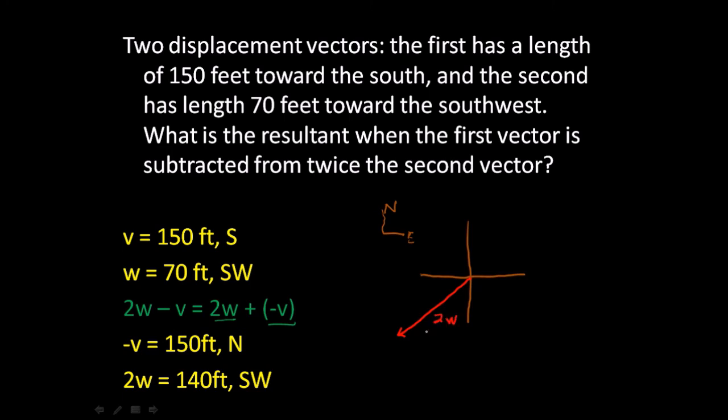And it has a magnitude of 140 feet. I'm just going to write 140. Now we're going to add to that negative v, which is 150 feet to the north. But remember, we have to start at this endpoint. And so we go straight north, 150 feet. Now that is not vector w. That is not vector v. That is vector negative v. Vector v pointed south. And it has a magnitude of 150.